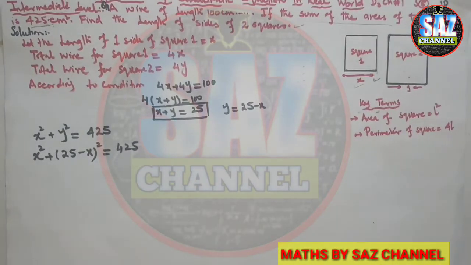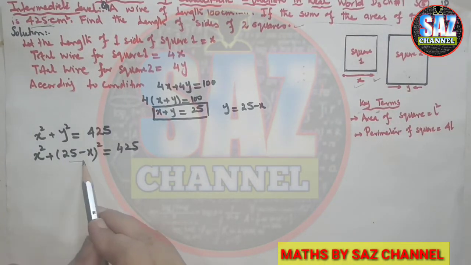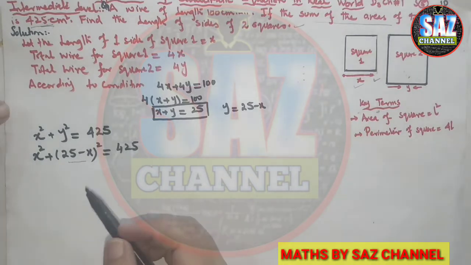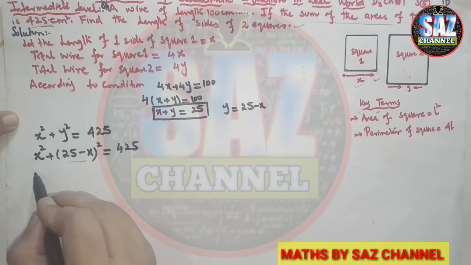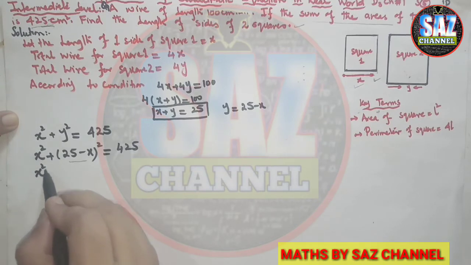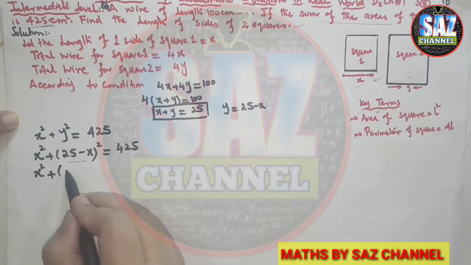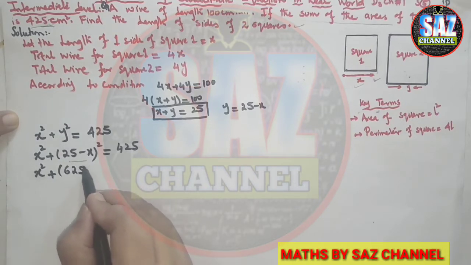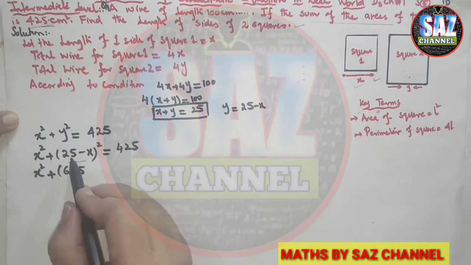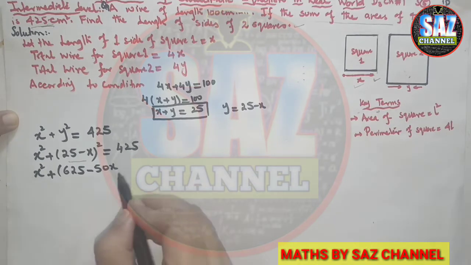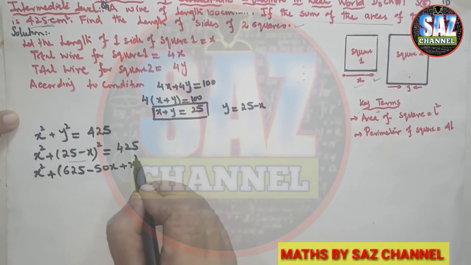Now on the second part of the question, that is 25 minus x whole square, we have to apply the perfect square identity with difference. So according to that, it will become x square plus a square, that is 25 square, that is 625, minus 2ab. 2 times 25 is 50x, and plus x square equals 425.